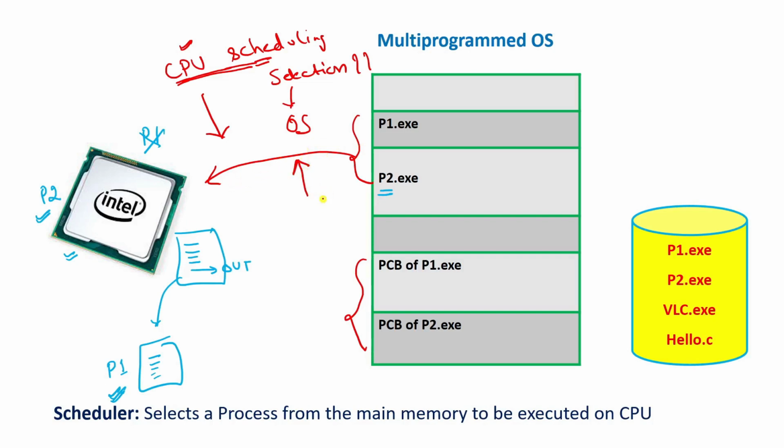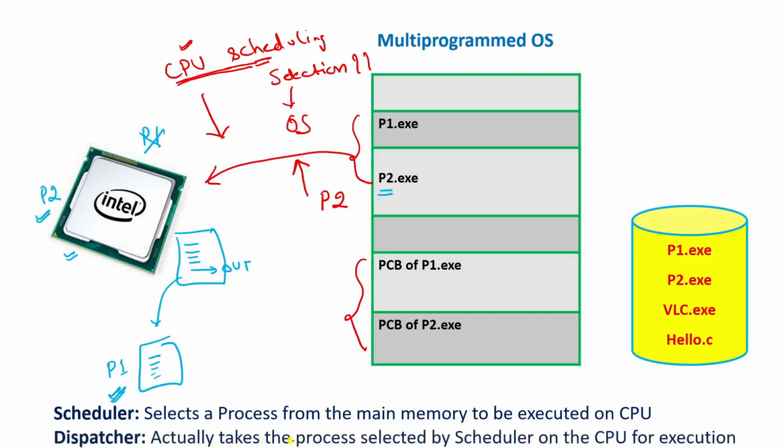Let's say the scheduler selects P2. And there is another program called dispatcher, which takes the process selected by the scheduler and takes it to the CPU for execution. So the scheduler actually selects, and the dispatcher dispatches that particular selected process on the CPU for execution.